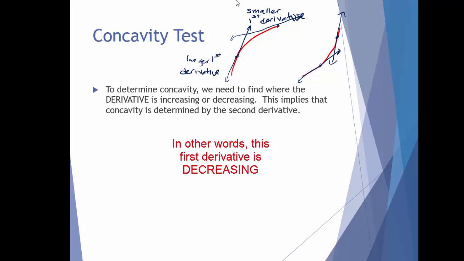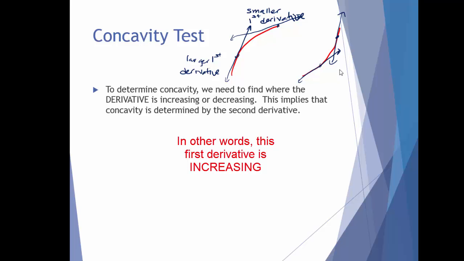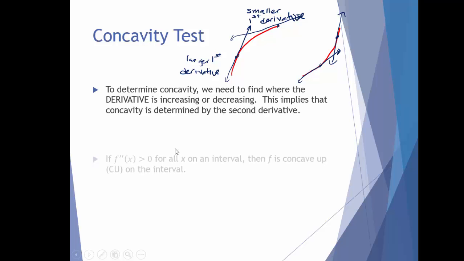So what we're trying to examine is: is our first derivative increasing, or is our first derivative decreasing? On the concave up one, notice it starts off as a smaller first derivative and moves to a larger first derivative. So if we're looking for where this first derivative is increasing or decreasing, we need to examine the derivative of the first derivative, meaning we need to look at the second derivative.